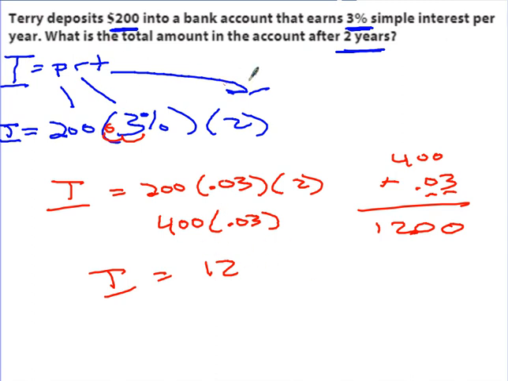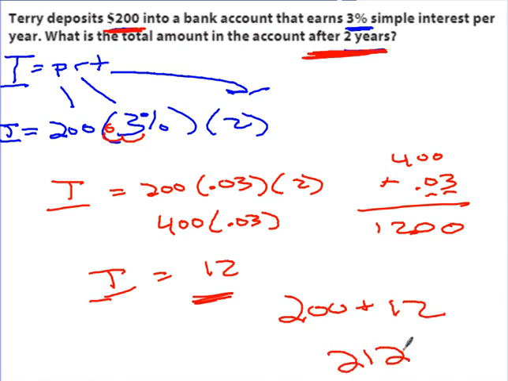What is the total amount in the account after 2 years? So the total money, we're assuming that Terry has never taken money out of the account, that she's just let it sit there. So after 2 years, the total amount of money is not $12. $12 is how much interest she earned. The total amount of money was the $200 she initially put plus the interest she earned, which was 12. So therefore, the total amount is $212.